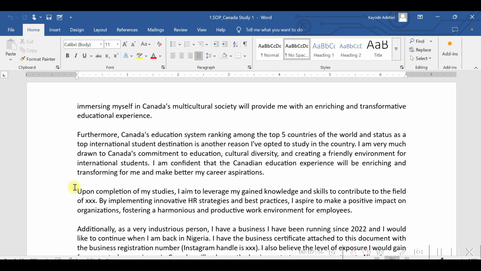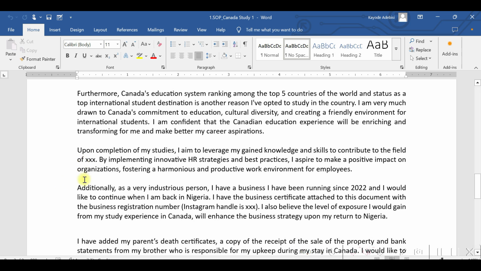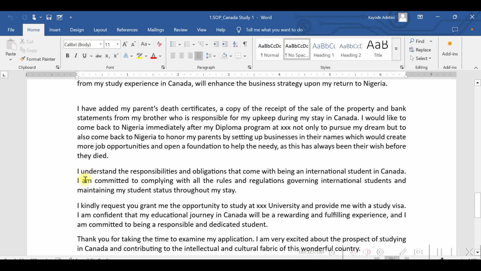So, I mean, you're seeing the SOP on your screen, so you would actually take a deep dive and read it in detail. But it is well structured. It followed the clear structure I had mentioned. Then, of course, at the end, she mentioned that yes, her parents are late, right? But then she has an opportunity to come back because she has a business and she has a role to play, in terms of respecting her parents' memory. So everything was well played out.